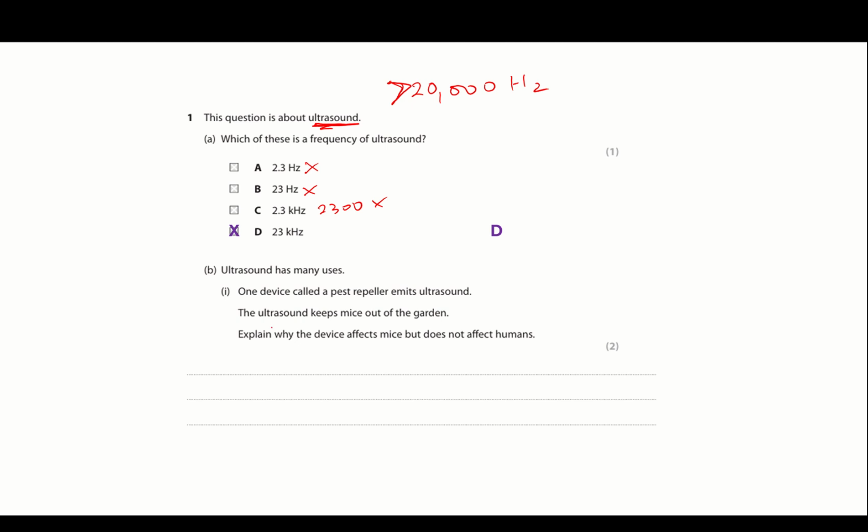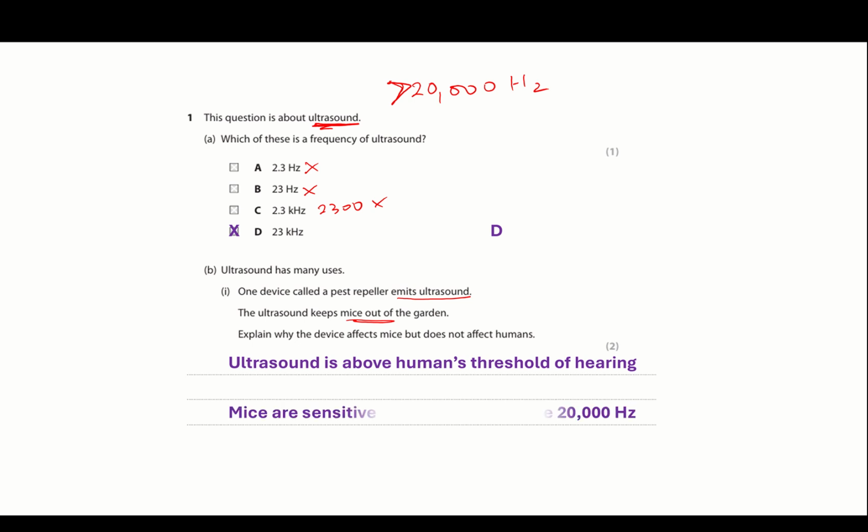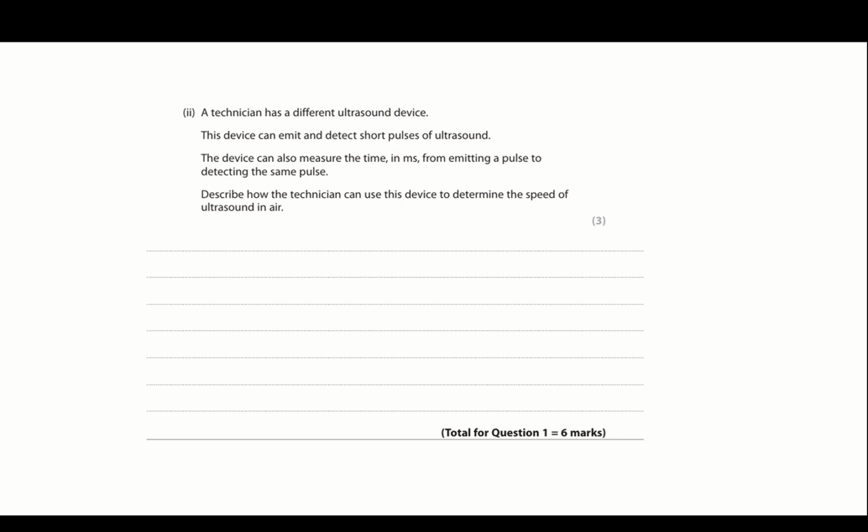Ultrasound has many uses. One device that can repel pests emits ultrasound. This keeps mice out of the garden. How can it affect mice but not humans? Well, we know that humans can't hear ultrasound, but clearly a mouse must be sensitive to it. So ultrasound is above humans' threshold of hearing. That's for 1 mark. And then we've got to say that it is in the mouse's range. So, mice are sensitive to frequencies above 20,000 hertz.